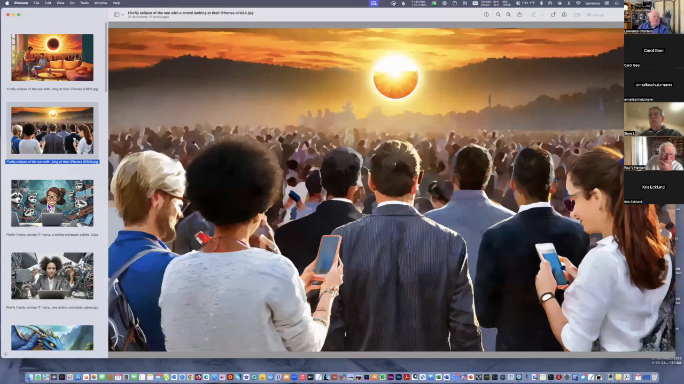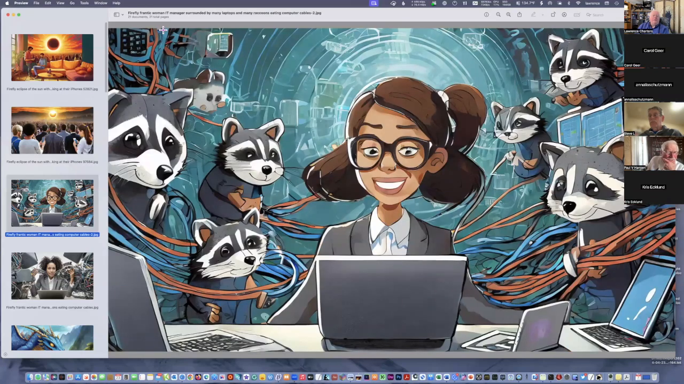The next thing I wanted to do, I said I wanted a frantic woman IT manager, surrounded by many laptops and many raccoons eating computer cables. So here's this frantic woman. She doesn't look very frantic to me, surrounded by laptops. It's got that. Surrounded by raccoons, but the raccoons are not eating the cables. And that wasn't what I wanted.